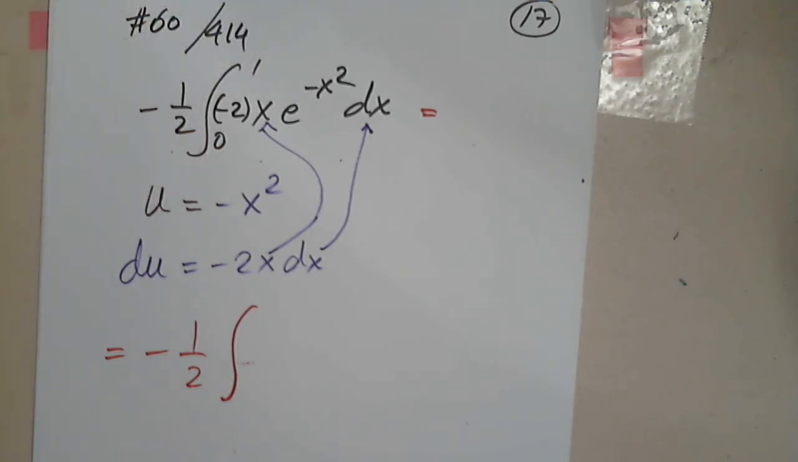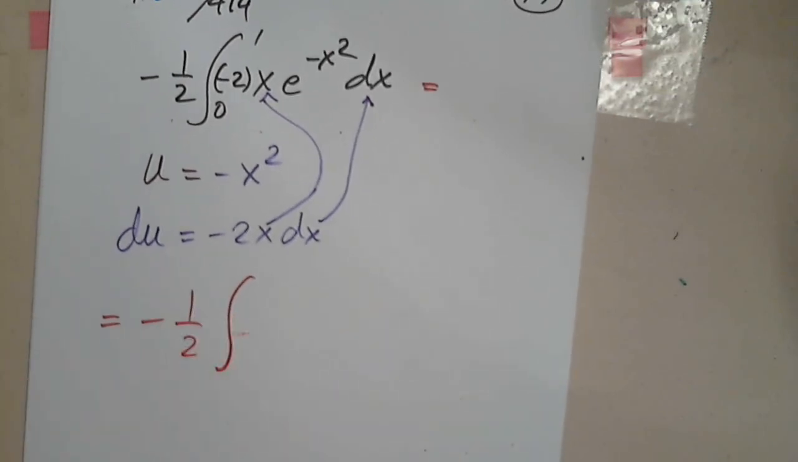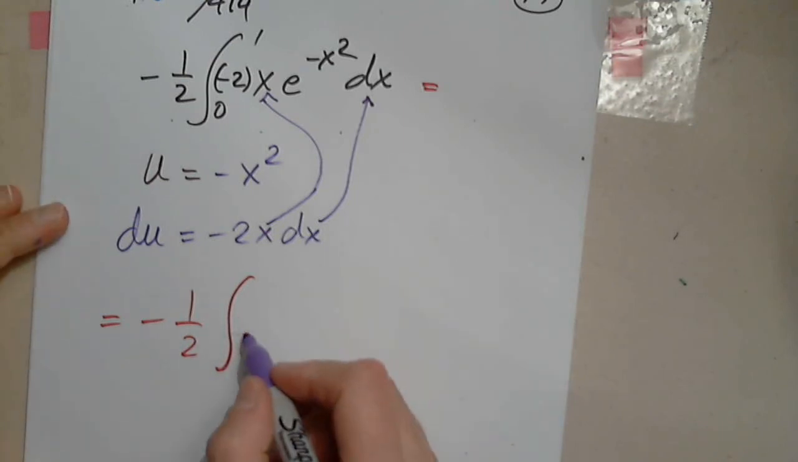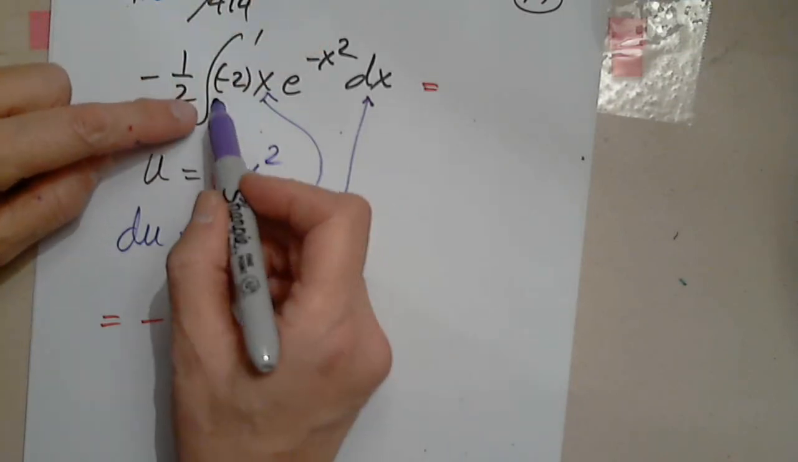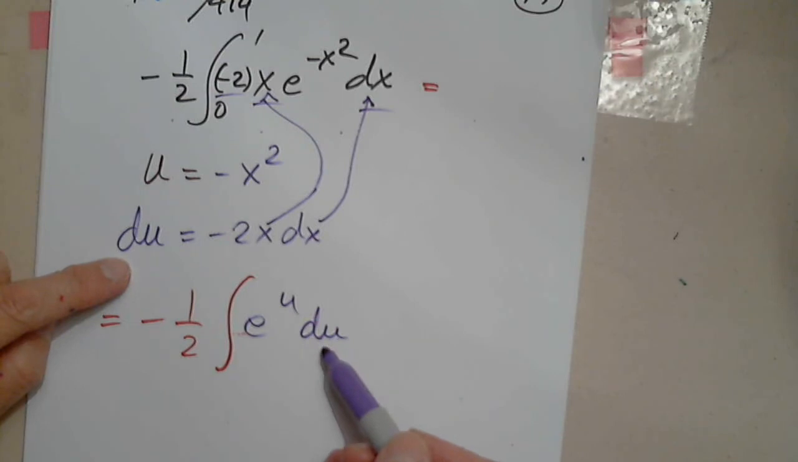So what do we have in here? What do I write? Is it e to du? Or is it e to u du? Awesome. Exactly. E to u and everything else. These three pieces are du.